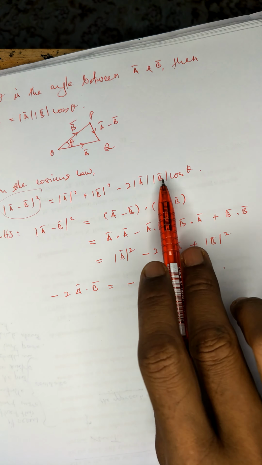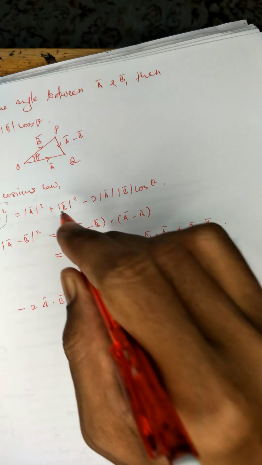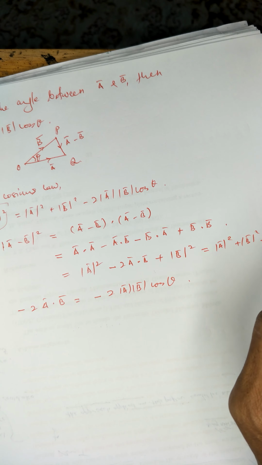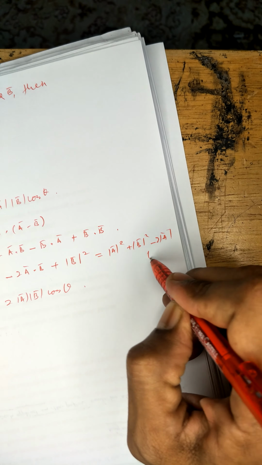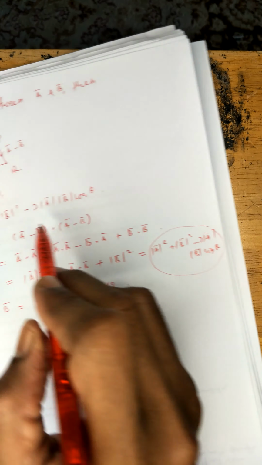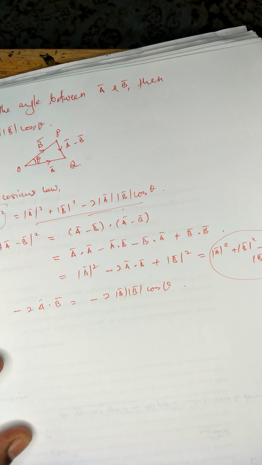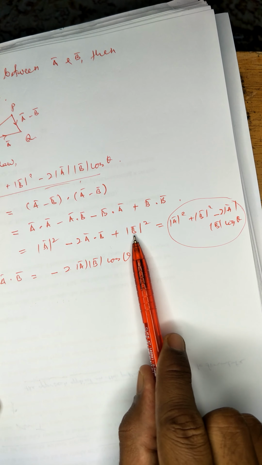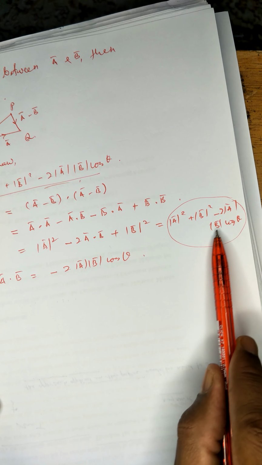Okay, just equate to the right hand side, because this is equal to a squared plus b squared minus 2ab cos theta. This is from the right hand side of the cosine law. So what is left is that one is cancelled out with that, and that cancels out with that. So what we are left with is negative 2a dot b is equal to that.